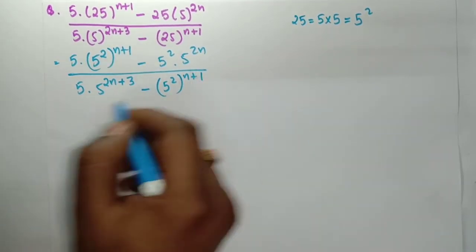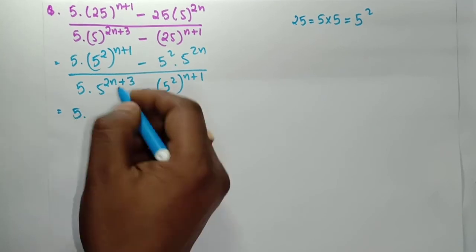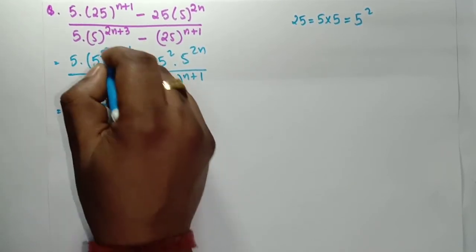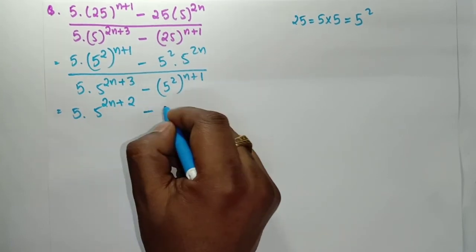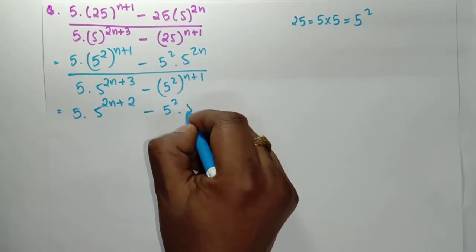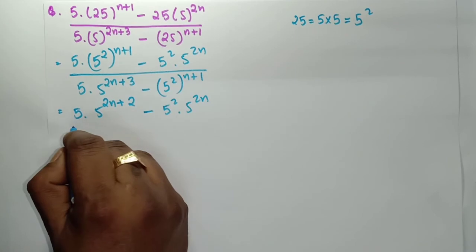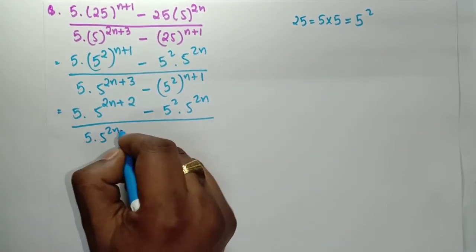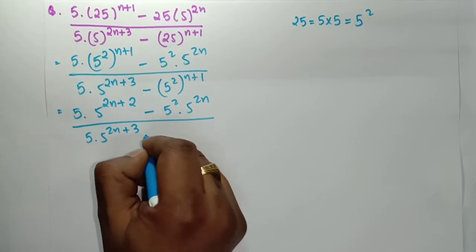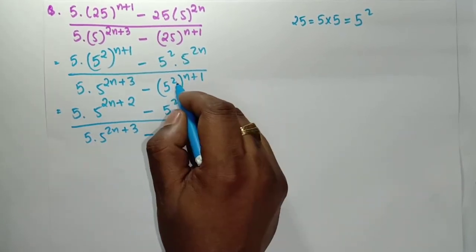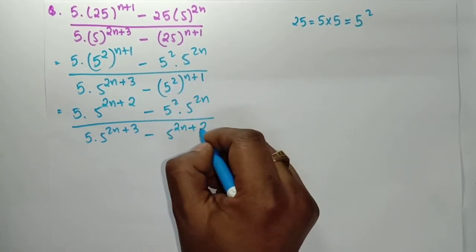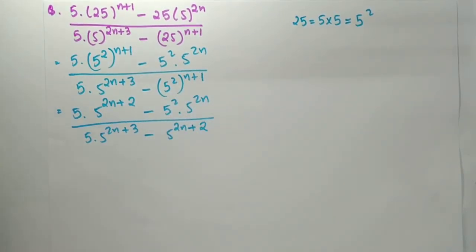Now I'll expand this. You can see here 5 dot 5 to the power, 2 into n, 2n plus 2 ones are 2, minus 5 square dot 5 to the power 2n. Now down, what will be this? 5 dot 5 to the power 2n plus 3 minus 5. Now you will multiply 2 into n, 2n plus 2 ones are 2. So till here it was easy.